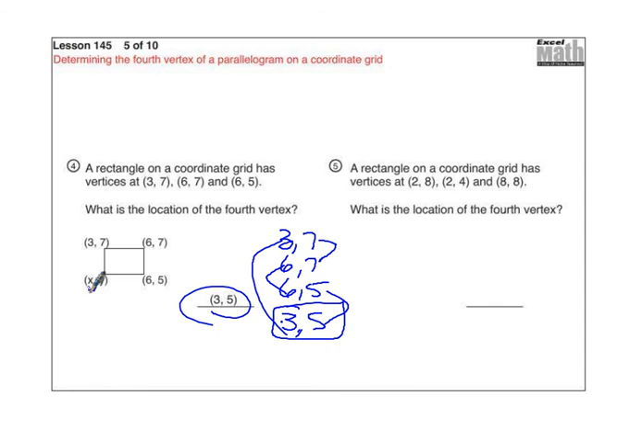All right, pause the video, do number 5. You can do it just like this. Turn it back on when you're ready for the solution. Here we go. Haley's going to show us how this is done.